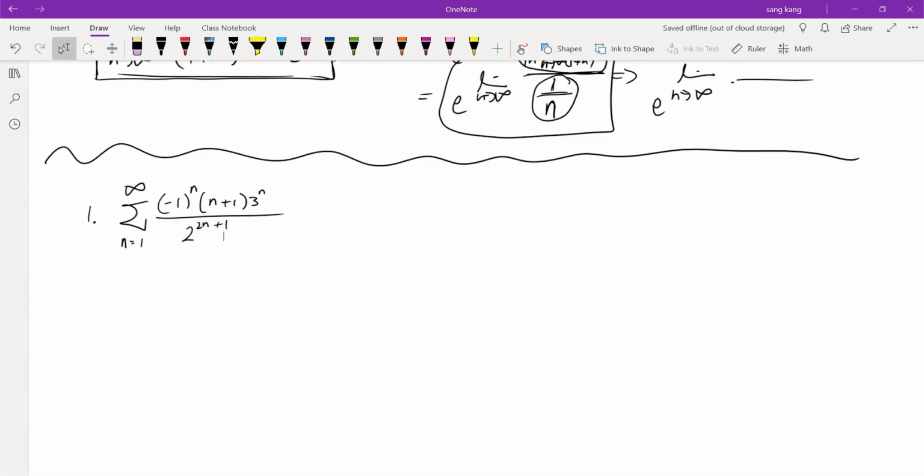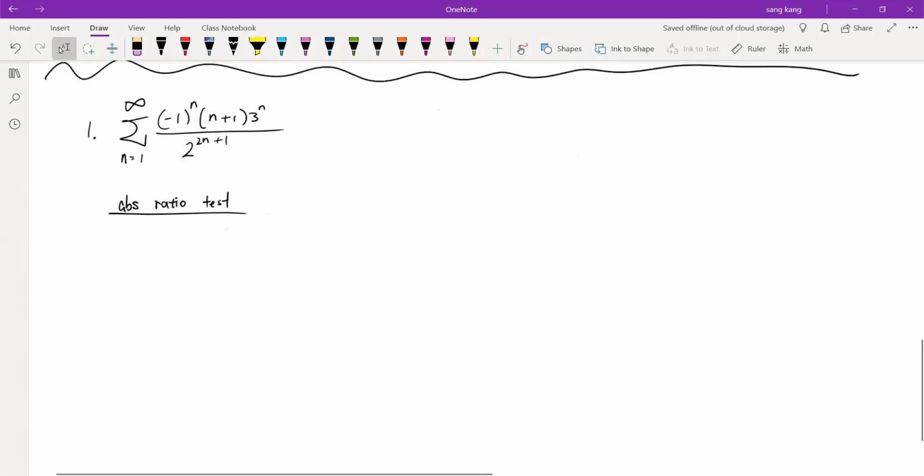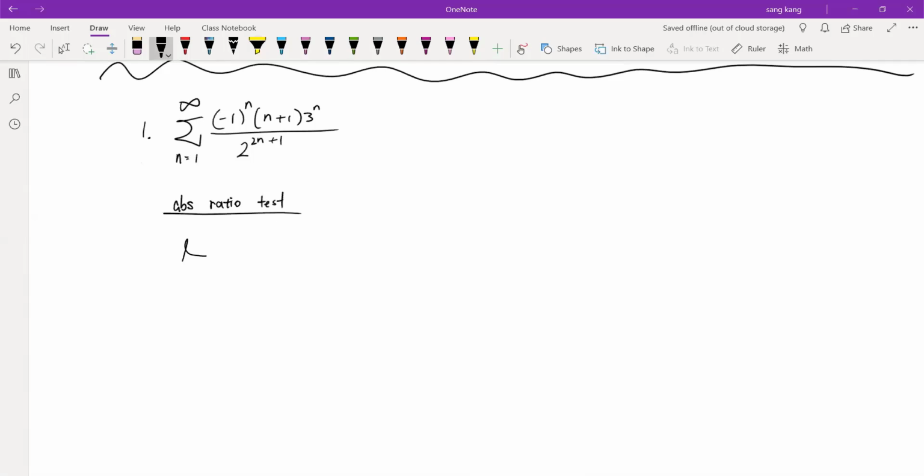Okay, so for this one, I'm going to choose to use the absolute ratio test. We've been just calling it the ratio test so far. I just dropped the absolute value terminology out of it, but obviously the way we've been applying these, we've always been applying the absolute value for the a n plus 1 and the a n term. So the absolute value ratio test is going to be a n plus 1 over a n, right? So we have the limit.